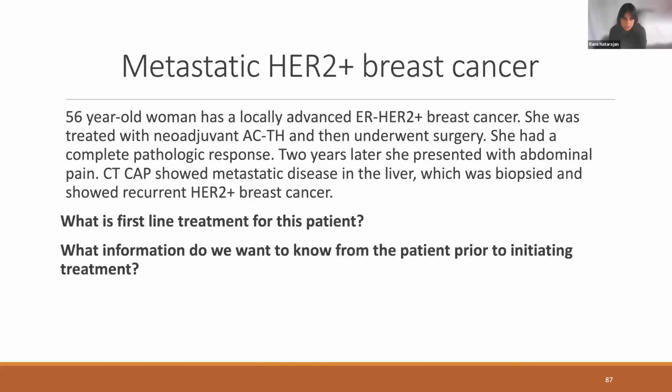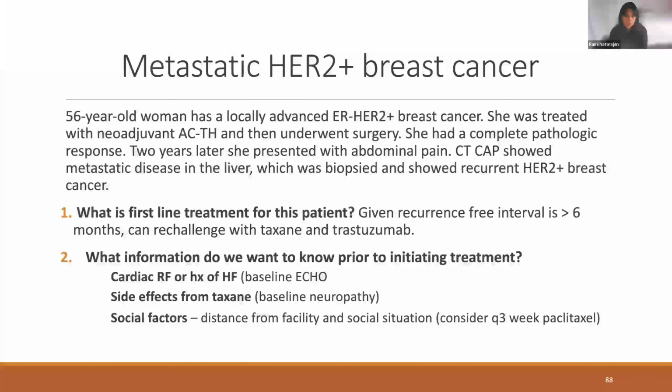So what is the first-line treatment for this patient, and what information do we want to know from the patient prior to initiating treatment? Given that the recurrence-free interval is greater than 6 months, we can re-challenge the patient with taxane and trastuzumab. And generally, we would give the taxane for about 4.5 months or until best response or toxicity, and then drop the taxane and then give trastuzumab.